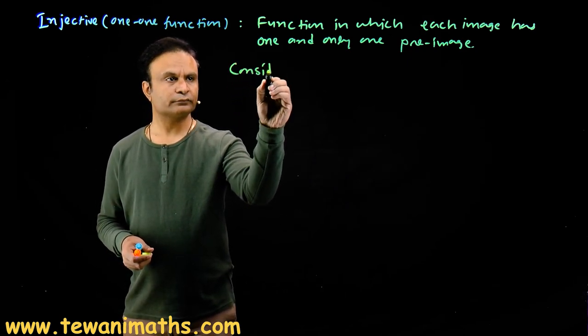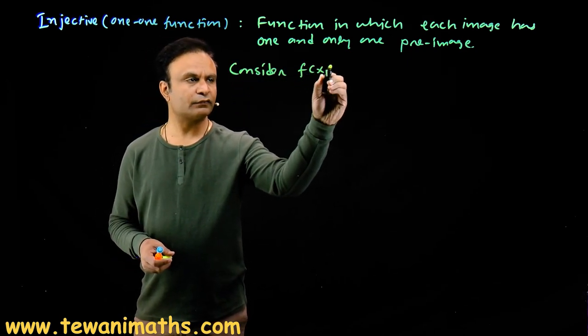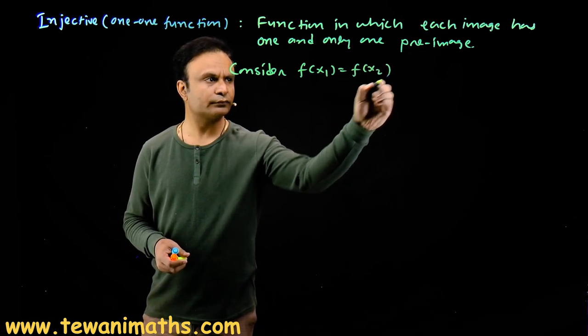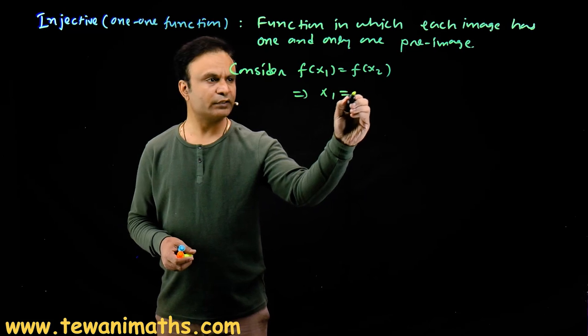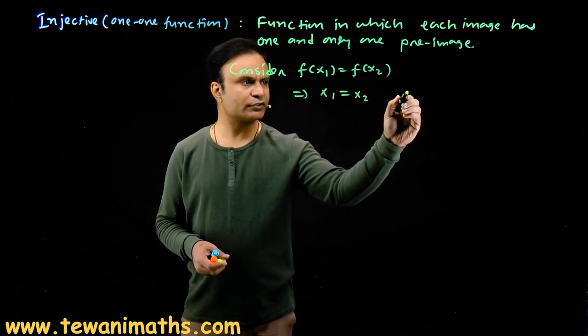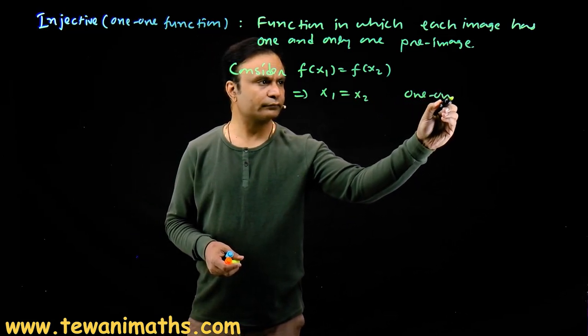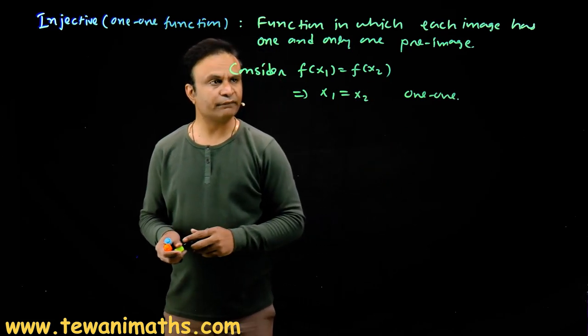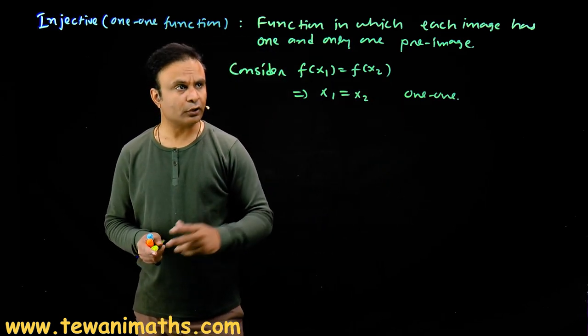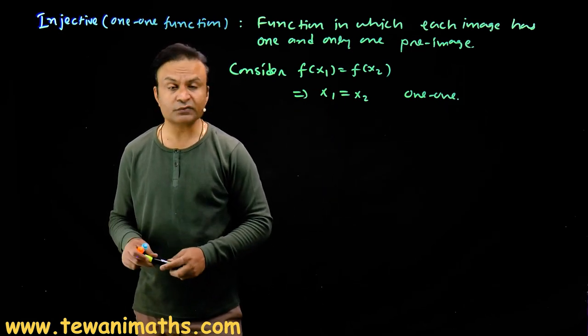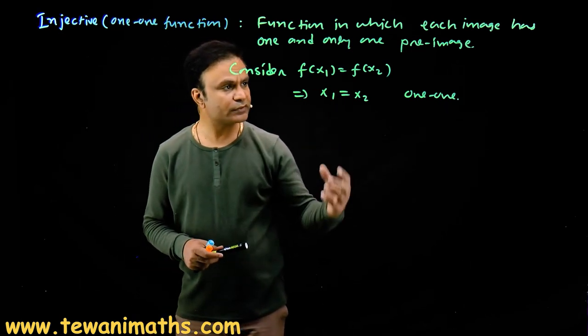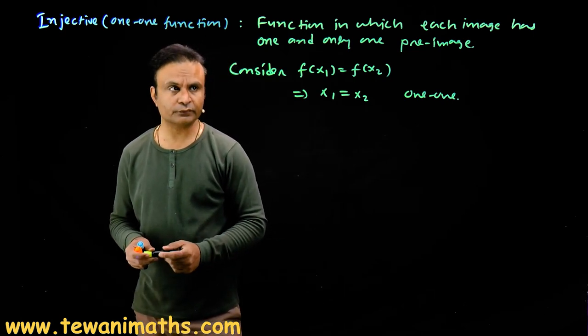Consider f(x1) is equal to f(x2). If I consider this, then if I get x1 is equal to x2, then function is 1-1. अगर आपने assume किया f(x1) is equal to f(x2) और फिर आप इसको simplify करके आ जाते हैं यहाँ पे x1 is equal to x2, that means function is 1-1.